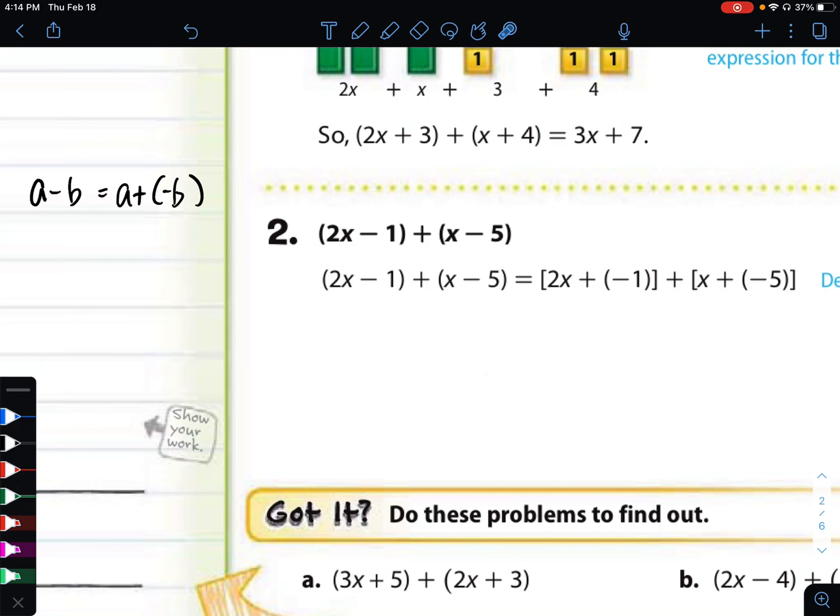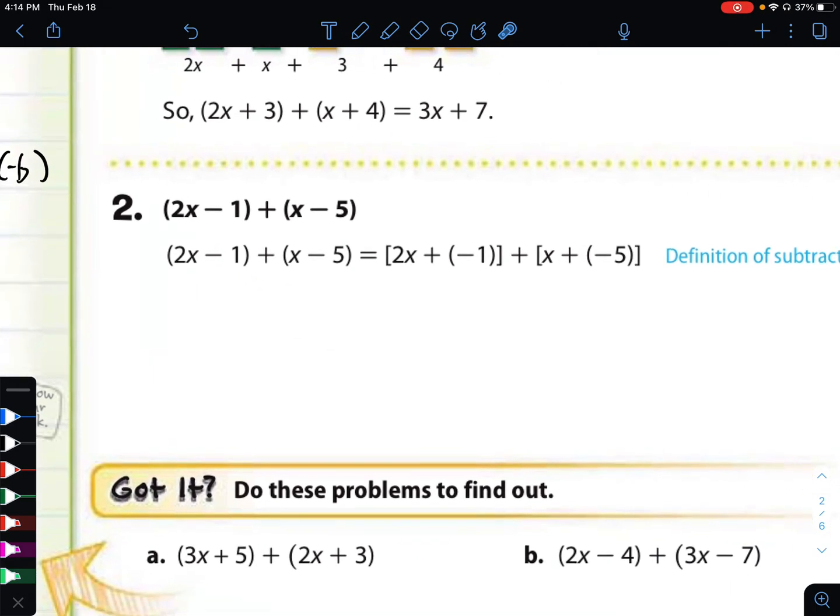Now we have 2x minus 1 plus x minus 5. I just copy this down here. Then by using the definition of subtraction, 2x minus 1 becomes 2x plus negative 1, and x minus 5 becomes x plus negative 5. We can add them vertically, and make sure we arrange the terms in columns, meaning the like terms are arranged in each column.